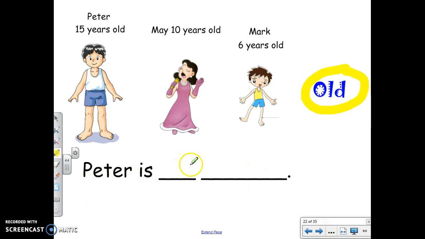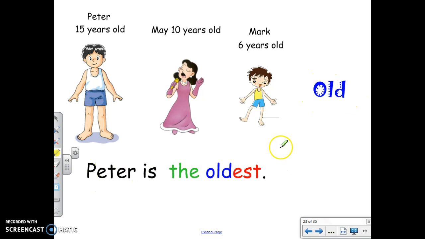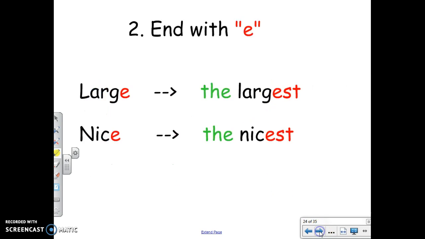Peter is, let's see, Peter is the oldest. Good job. Always put the and the est. The oldest.